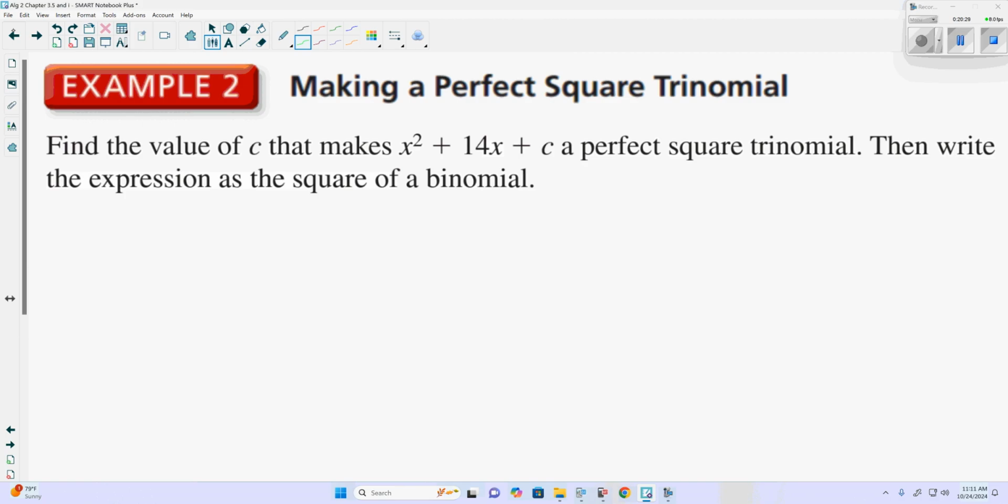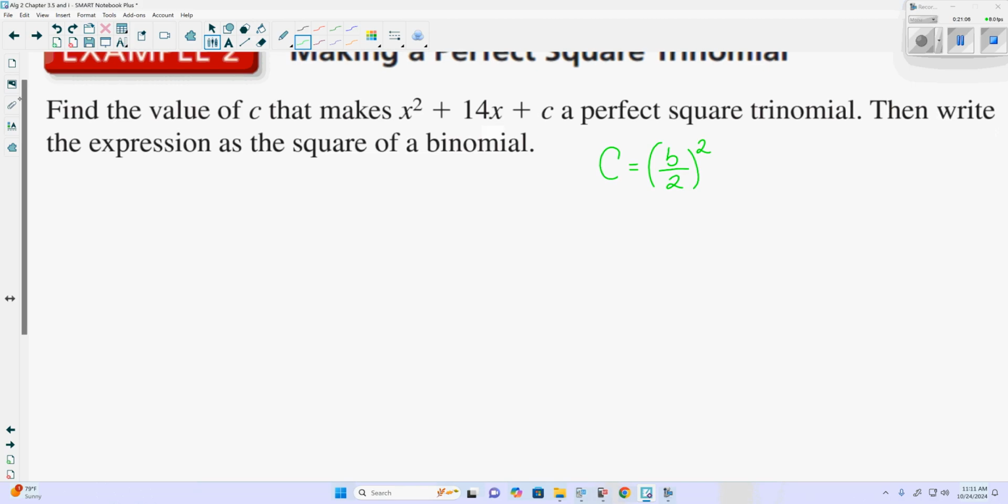It's finding a value of c, a constant term that we can have that will turn this into a set of parentheses squared. And that c, that value that we need, is equal to b over 2 squared. This is the key piece to this method, is finding this value of c. B over 2 squared. That will give us the perfect square trinomial.